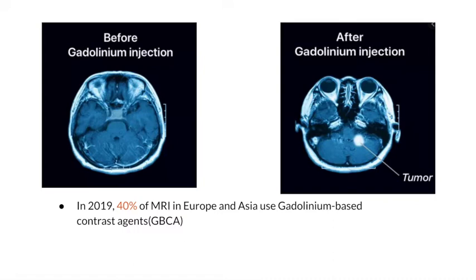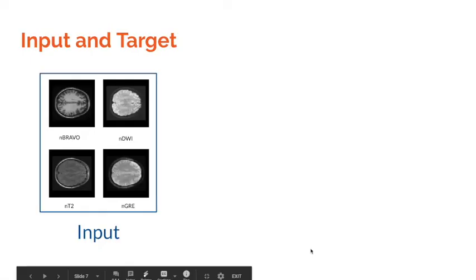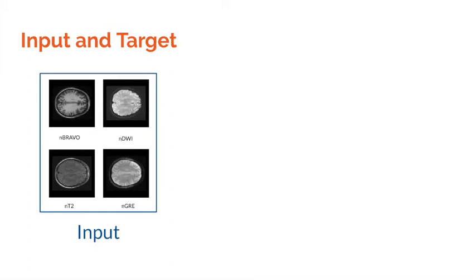However, the drawback of using it is that it could have harmful effects on the human body. Therefore, in our research, we are trying to use deep learning algorithms to predict those contrast regions in the brain instead of relying on gadolinium-based contrast agents. We use 4 different MRI modalities to predict the final output. Each MRI modality contains a unique set of information about the same brain.